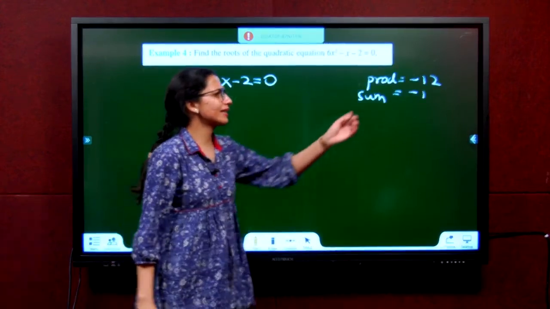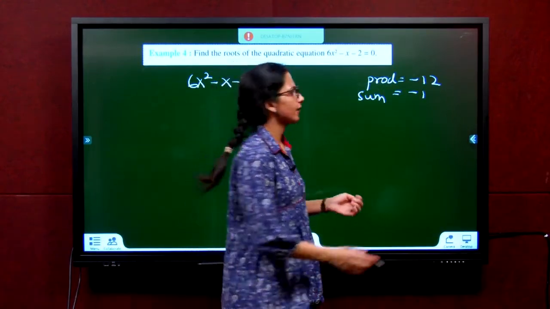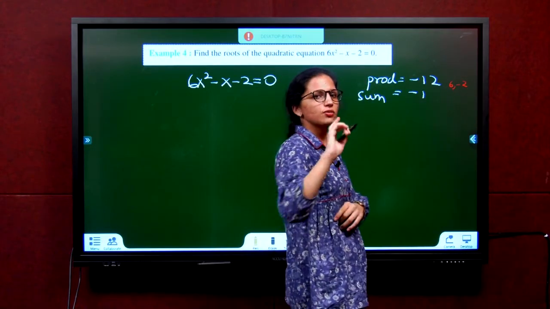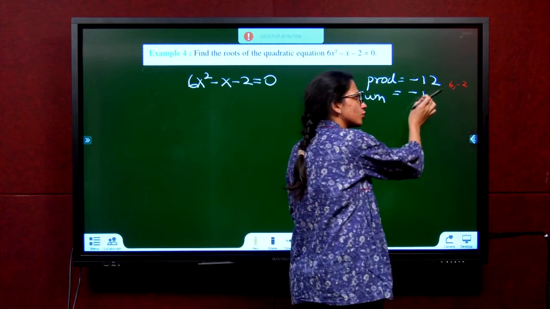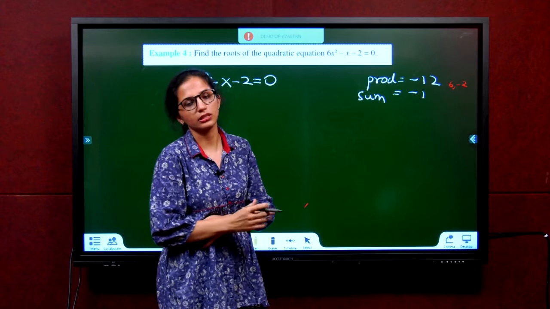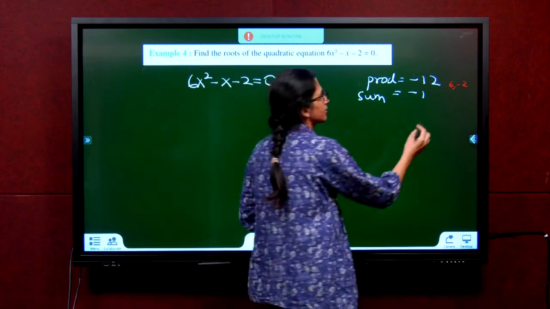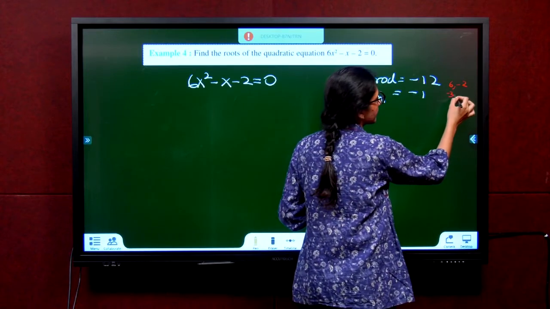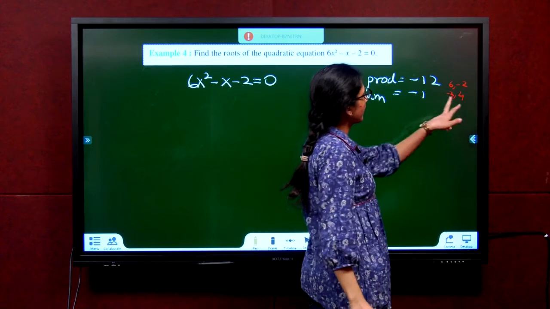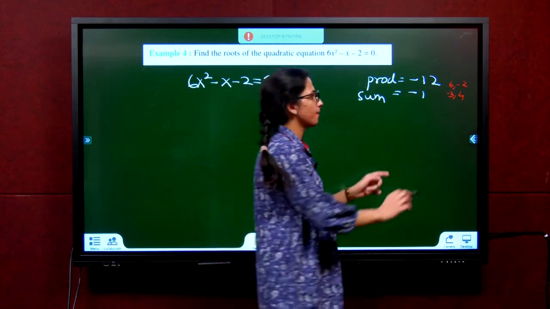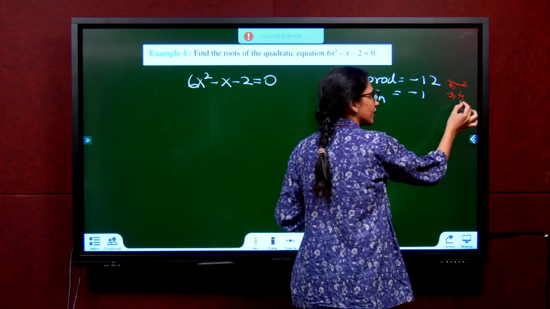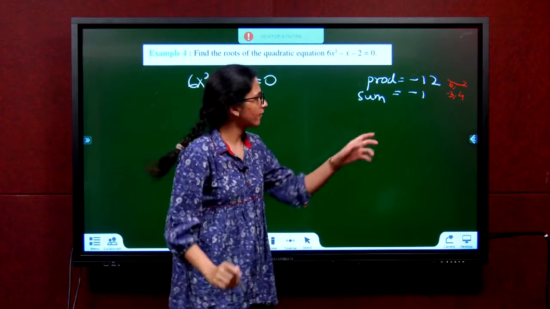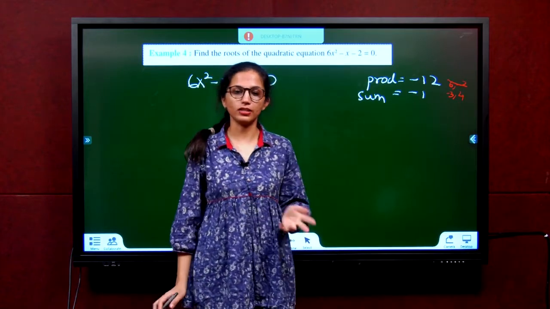Try different values. When I say 12, what do you think of first? 6 twos are 12. So 6 and minus 2, product minus 12 satisfied. But do 6 and minus 2 together give you minus 1? No, 6 and minus 2 gives you 4. So next we can try 3 fours are 12. If I want the negative sign, minus 3 and plus 4. Product: minus 3 into 4 is minus 12, correct. Minus 3 plus 4 is plus 1. Does it satisfy the sum? The sum wants minus 1, not plus 1.